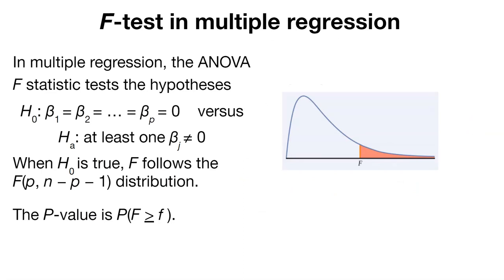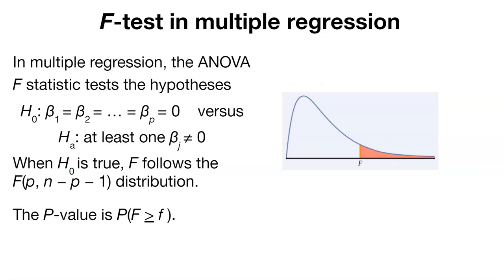Next, we'll talk about how we can use the F-test in multiple linear regression. The ANOVA F-statistic, that value in the ANOVA table all the way over to the right, tests these hypotheses. That is, it tests the null hypothesis that all of the slopes are equal to zero: the slopes for beta 1, beta 2, all the way up to beta p are 0. The alternative is that at least one of those values, beta j, is not equal to 0. If the null hypothesis is true, F follows the F distribution with p and n minus p minus 1 degrees of freedom.